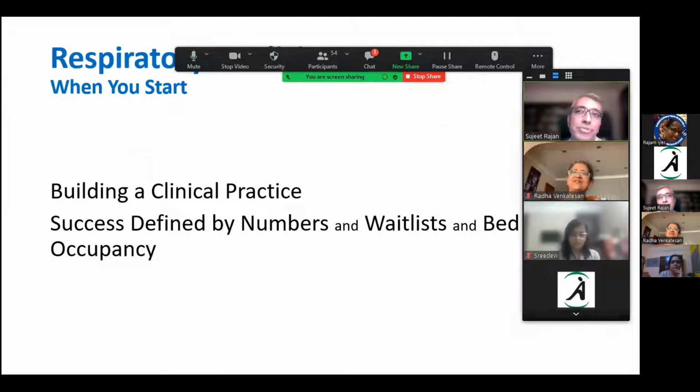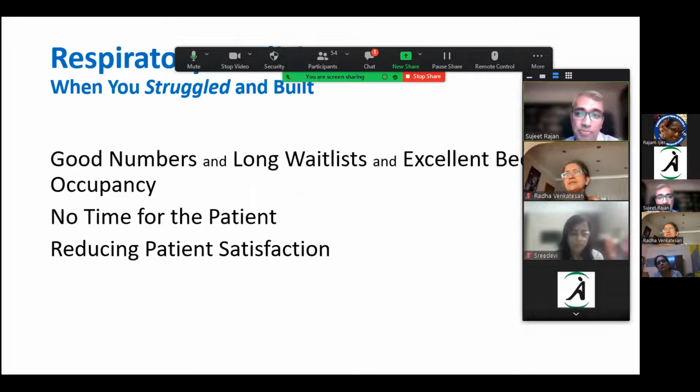It's not just for people who grow older, because we realize pretty late in practice. When we start practice in chest medicine, and I can very clearly recollect this, you're working towards building that practice. Your success is defined by the number of patients you see, your wait lists, and the bed occupancy in the hospital that you work at. And you believe, or you're made to believe sometimes by hospital managements, that this is a successful respiratory physician.